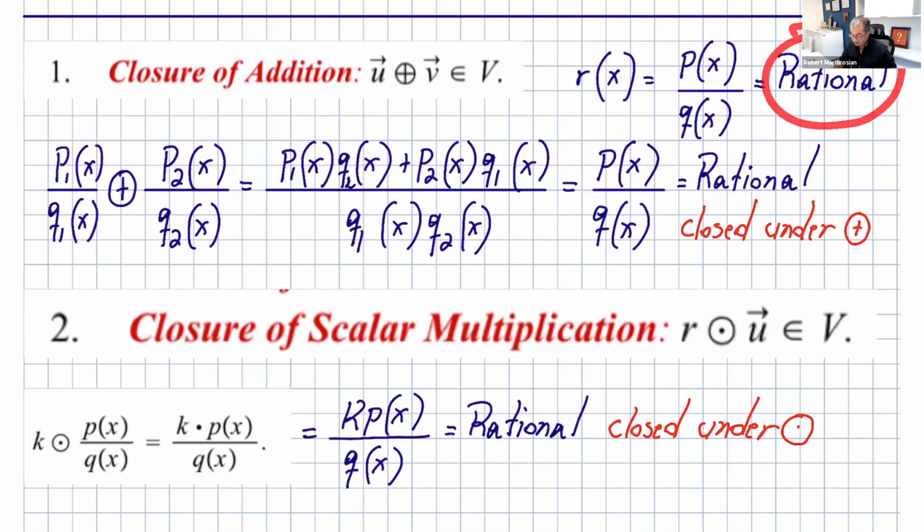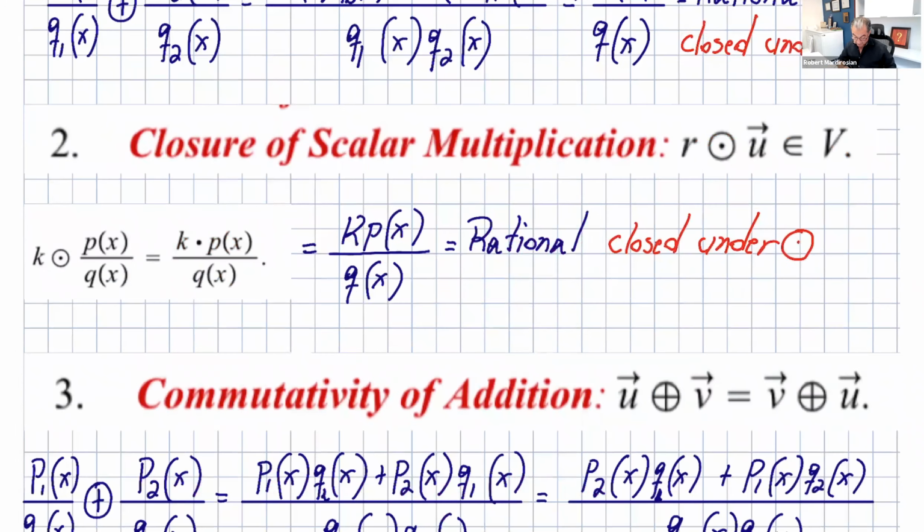We have to get a rational function when we do the vector addition, so we can say it's closed under addition. When you do k scalar p of x over q of x, you get that, or I wrote it again here, and that's also a rational function, so it's closed under scalar multiplication too, and that's the goal. When you do the scalar multiplication, you need to get a similar function, in this case a rational function like r of x.